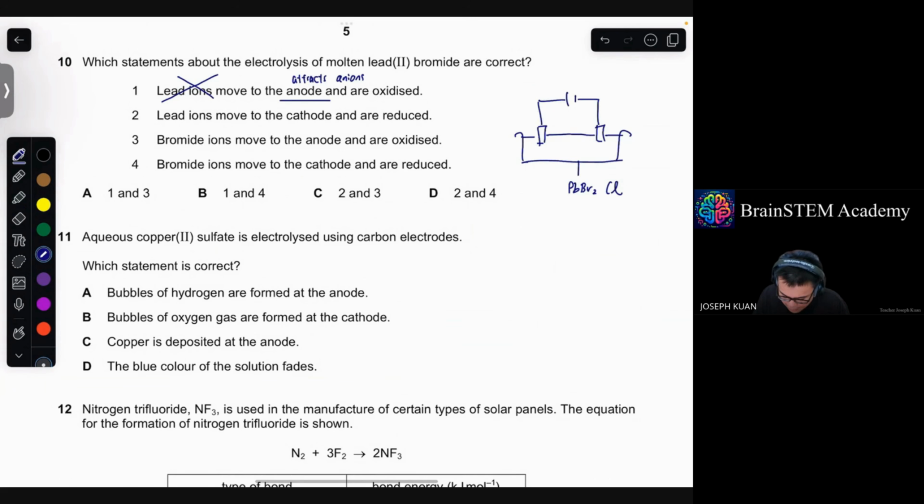Lead ions move to the cathode and are reduced. That's correct. Remember, the cathode is the electrode where reduction takes place. Moving on to 3, bromide ions move to the anode and are oxidized. That's correct as well. As we said earlier, the anode attracts anions, and the anode is the electrode where oxidation takes place. So the answer should be C for number 10.